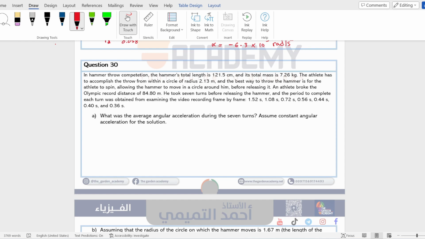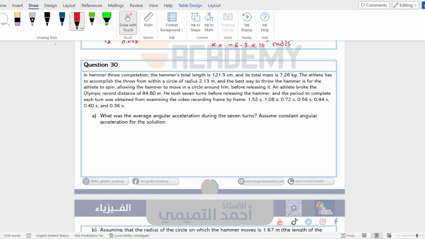He took 7 turns before releasing the hammer, and the period to complete each turn was obtained from examining the video recording frame by frame. Those are the timings we have on the screen. I don't have to read them. A. What was the average angular acceleration during the 7 turns, assuming constant angular acceleration for the solution?